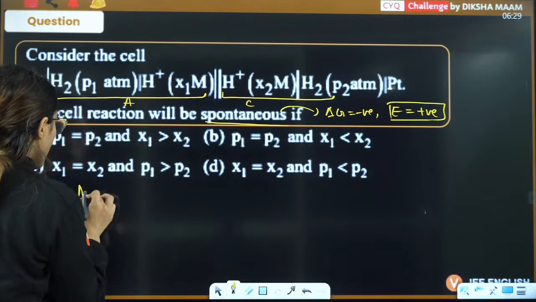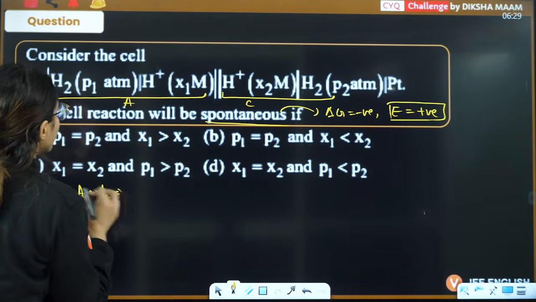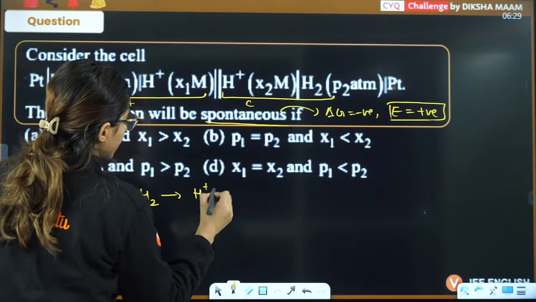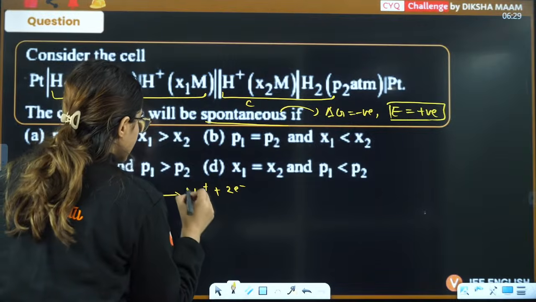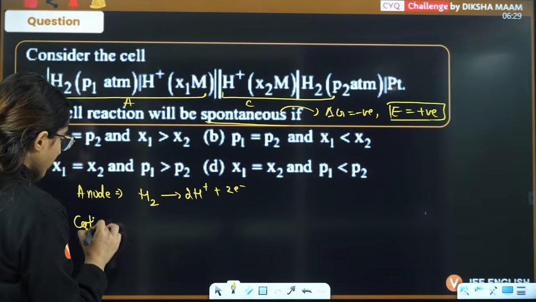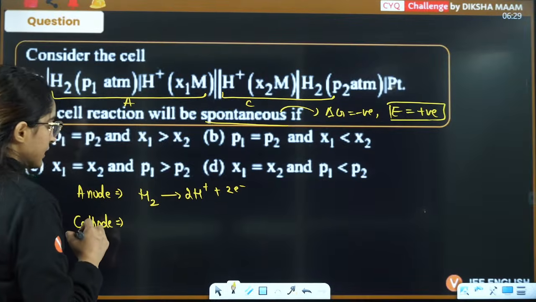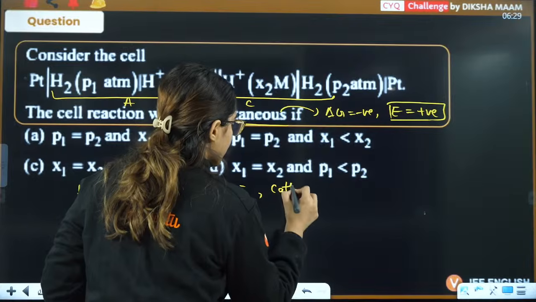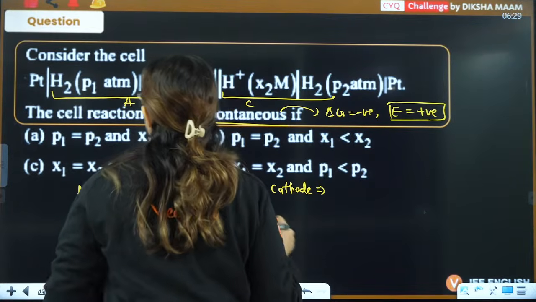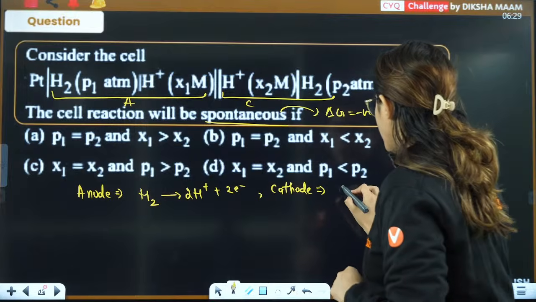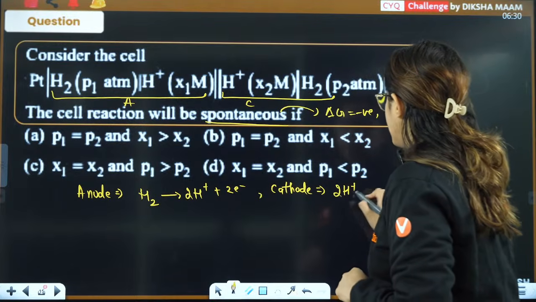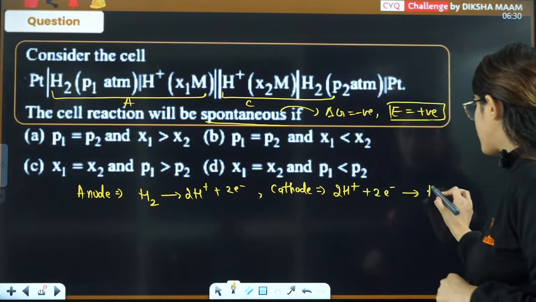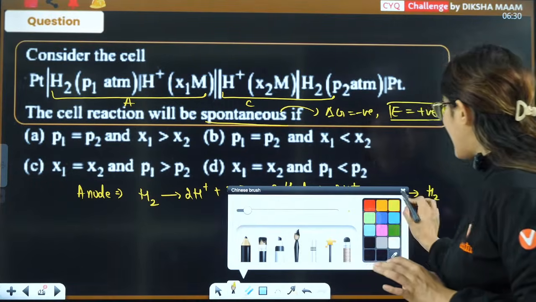At anode, H2 is getting converted to H positive, losing 2 electrons, right? And at cathode, H positive is gaining 2 electrons and getting converted to H2. Now I'll just add these two equations.